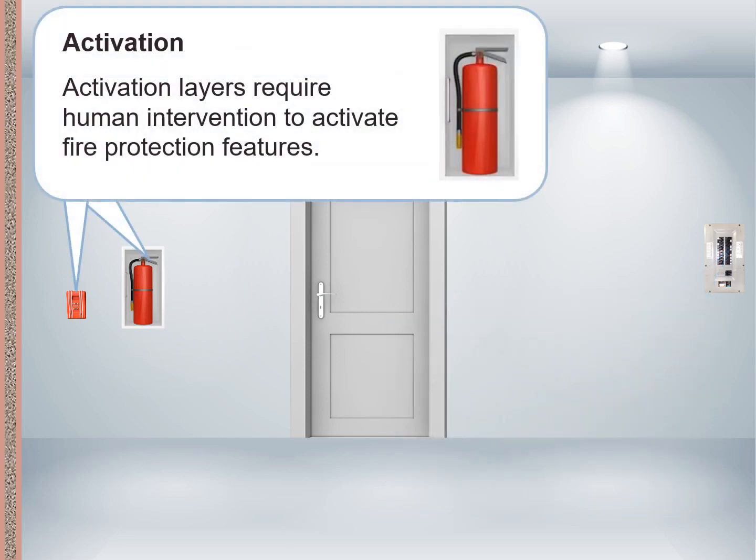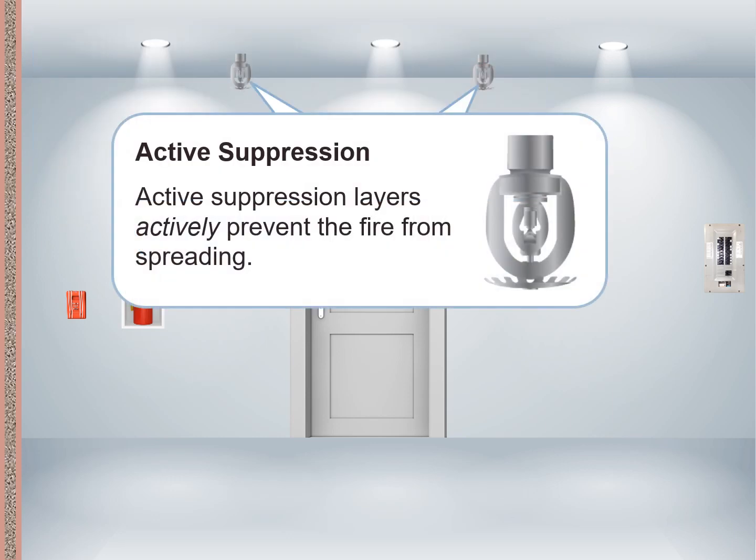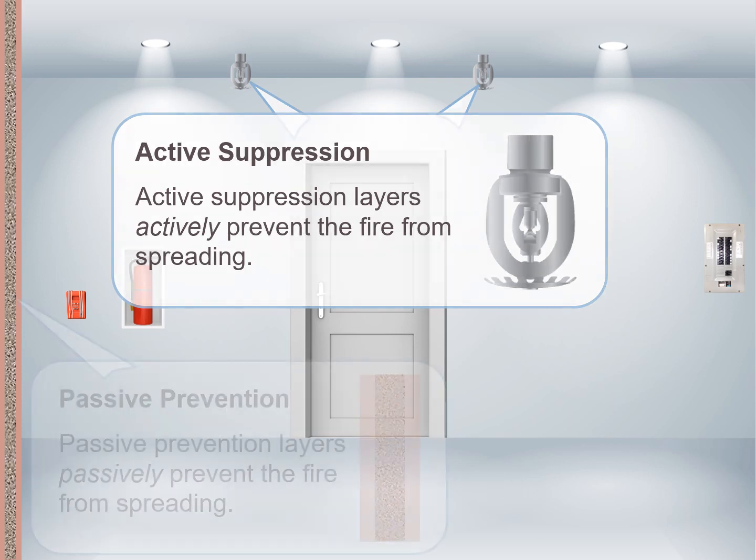Activation layers require human intervention to activate fire protection features. Features requiring human intervention include portable fire extinguishers, manual fire alarm systems, and similar features. Active suppression layers actively prevent the fire from spreading. Active fire protection refers to automatic fire suppression systems, including sprinklers, kitchen hood systems, automatic fire alarm systems, automatic closing fire doors, etc. Active systems are very effective, but require regular maintenance to ensure that they will operate as intended.